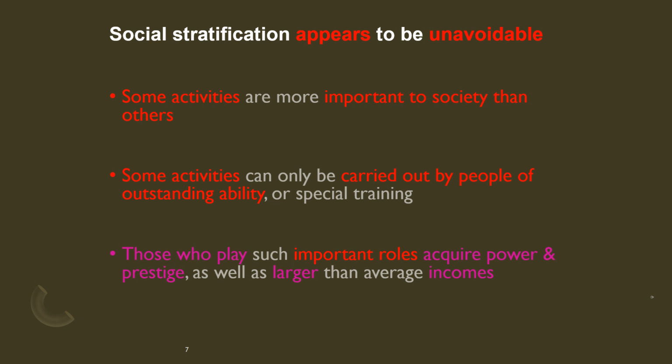Thus, social stratification appears to be unavoidable. Some activities are more important to society than others. Some activities can only be carried out by people of outstanding ability or special training. For example, political positions must be filled, economic activities must be organized, and military forces must be commanded. Those who play such important roles acquire power and prestige as well as larger than average incomes.